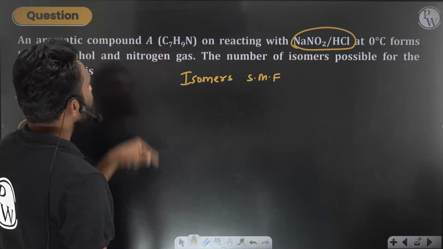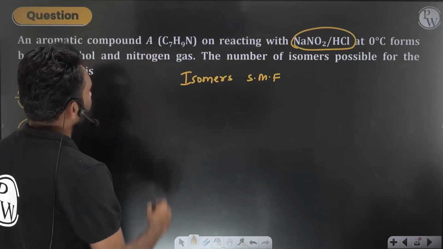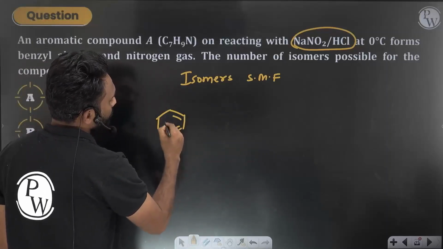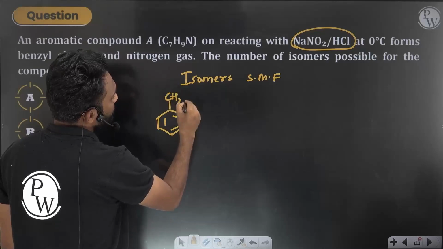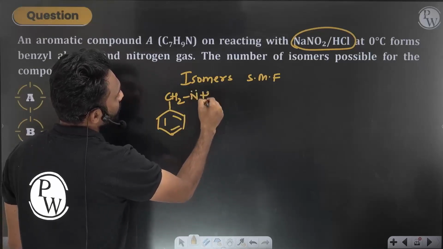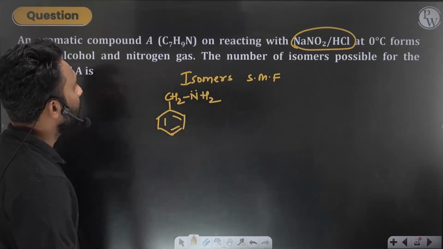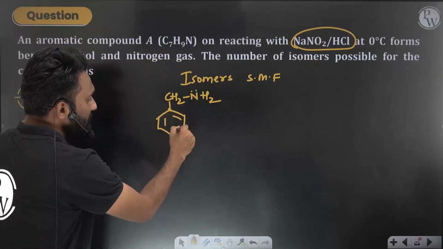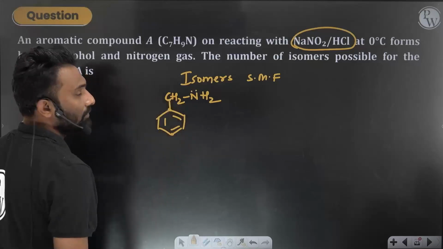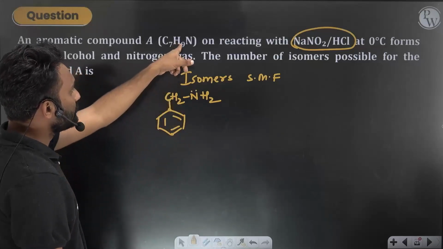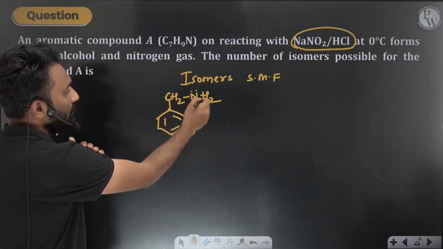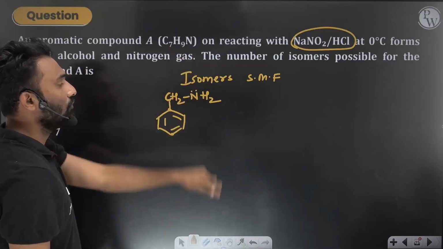Here the formula is C7H9N, and actually this is a primary amine, benzylamine. Benzene has 6 carbons, and one more carbon makes 7. Hydrogens: 5 on the benzene, 2 here makes 7, and here 9, and one nitrogen.